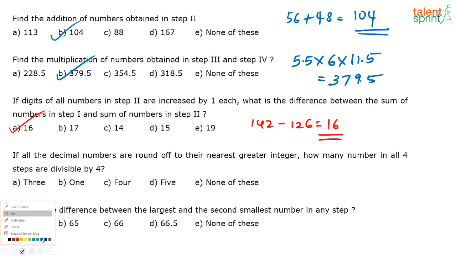Next question. If all the decimal numbers are rounded off to their nearest greatest integers, how many numbers in all 4 steps are divisible by 4? That's the next question. Okay, for the previous question, yes, Neeraj, Faisal, Sai Kiran, all of you have given the correct answer.